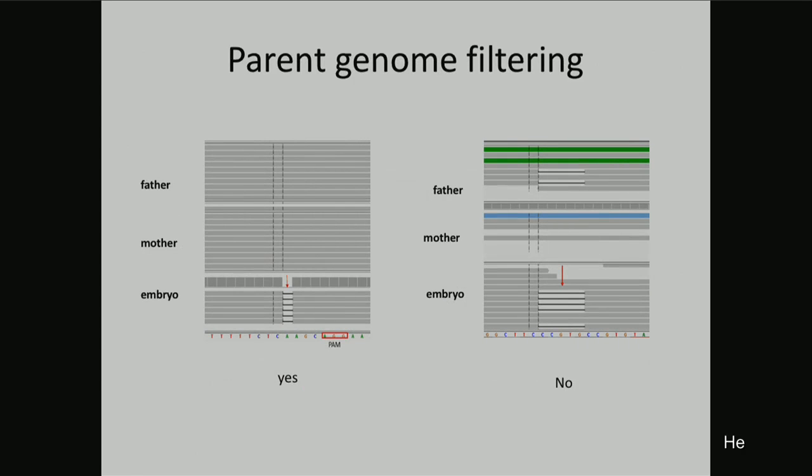Then I want to mention that we also have the parent genomes, so we could say, for example, in this case, the embryo has a deletion here, while in the father and mother there's no such deletion. Maybe this is an off-target. But in this other case, the embryo has a deletion, but one of the parents also has this deletion. So it is not an off-target. It's inherited from the parents.